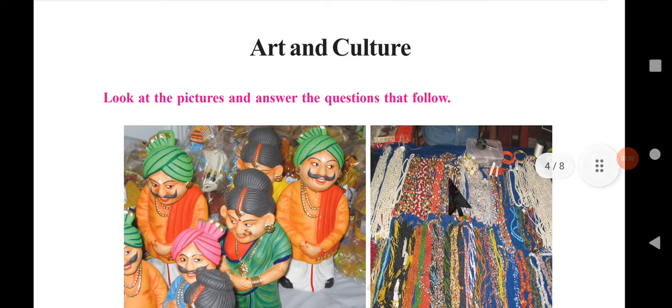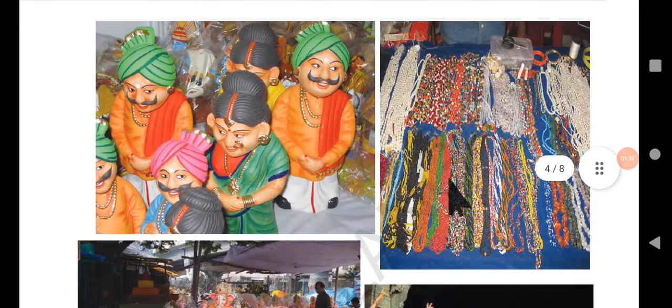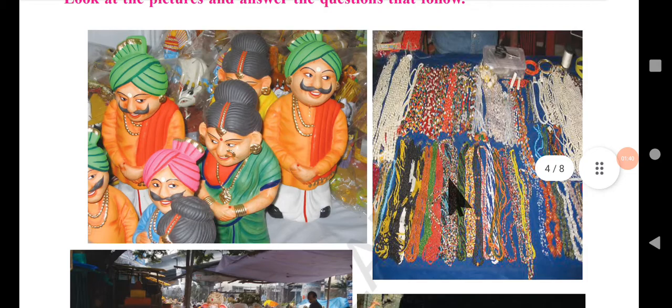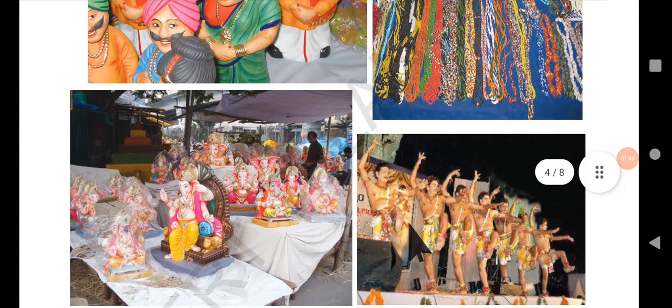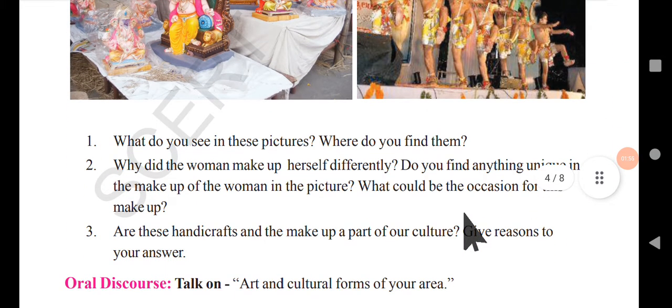So art and culture: look at the pictures and answer the questions that follow. So here, once observe the pictures that are on the screen. See here the pictures of these dolls, the pictures of these different fabric threads and all. Okay, the images of Lord Ganesha and a cultural dance here on the right. Got it? So next one we have questions.